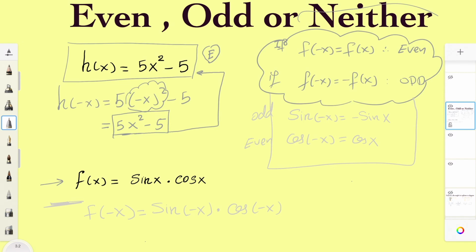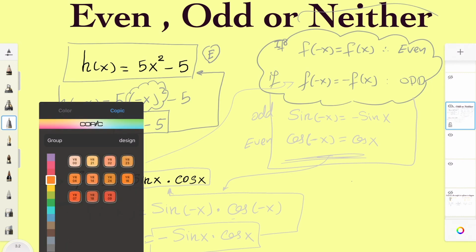We proved this. So by this definition, if you plug it back, sine of negative x is negative sine of x, and cosine of negative x is cosine of x. What we got is exactly the original function multiplied by negative 1, which is odd. Therefore, this will be odd.